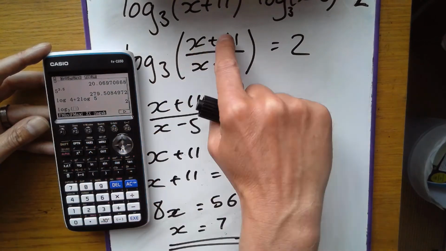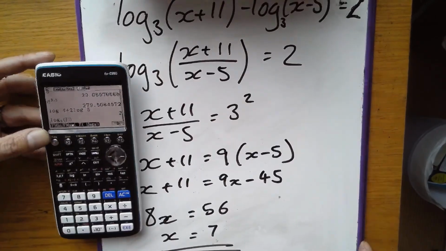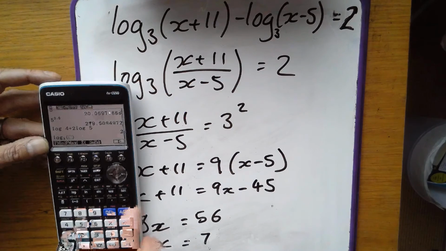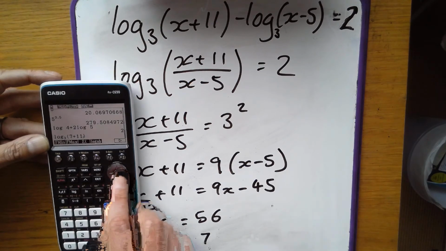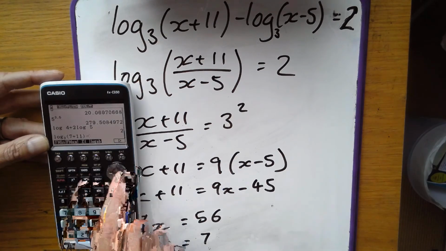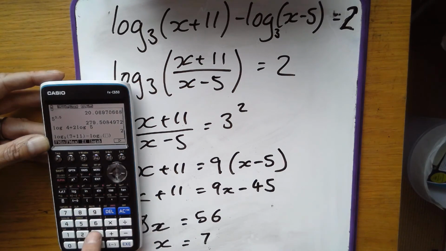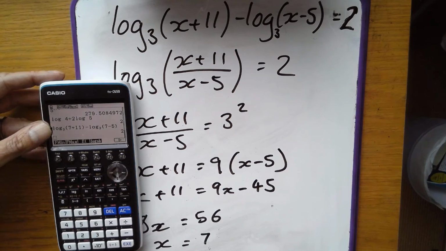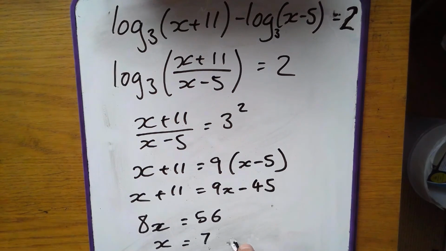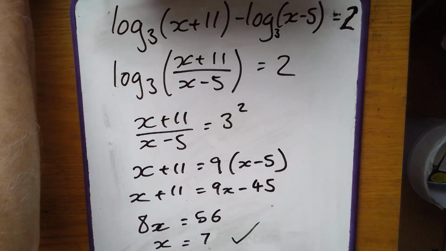So I'm going to put that into the original equation. So I've got 7 plus 11 minus log base 3 of 7 minus 5, and I'm hoping the answer is going to be 2, and it is, and that is correct. And if you do that at the end, then you're absolutely certain whether you've got it right or not. It's also good for checking whether the negatives work. Okay, that's that.